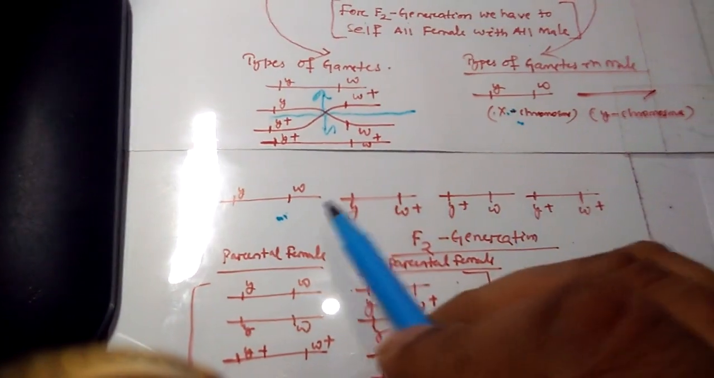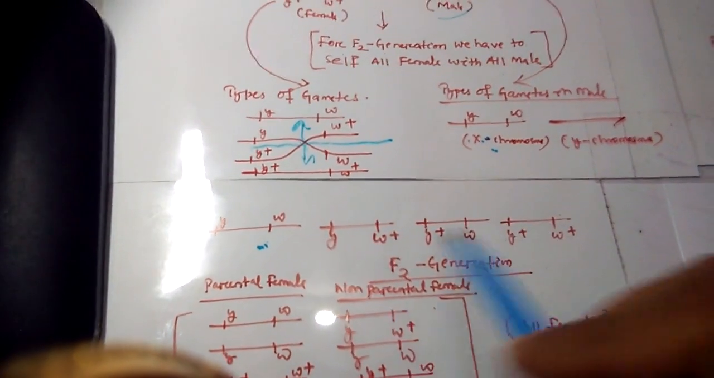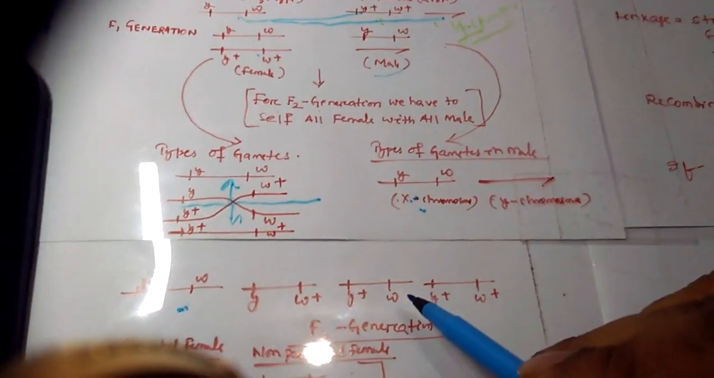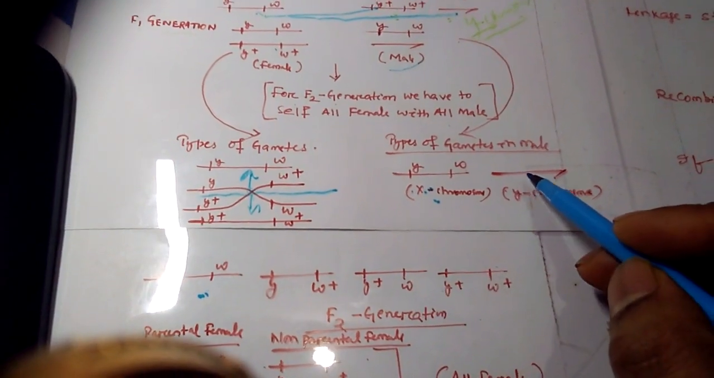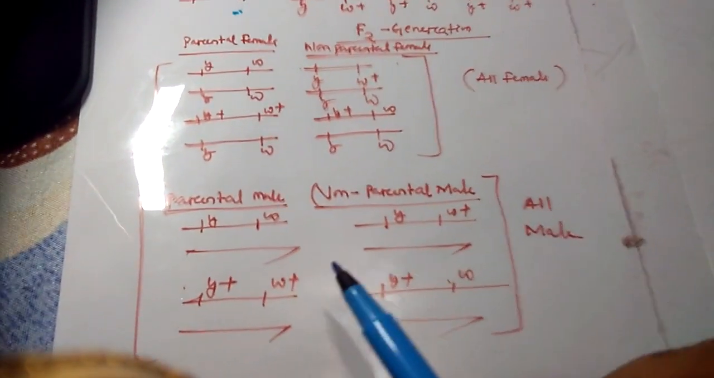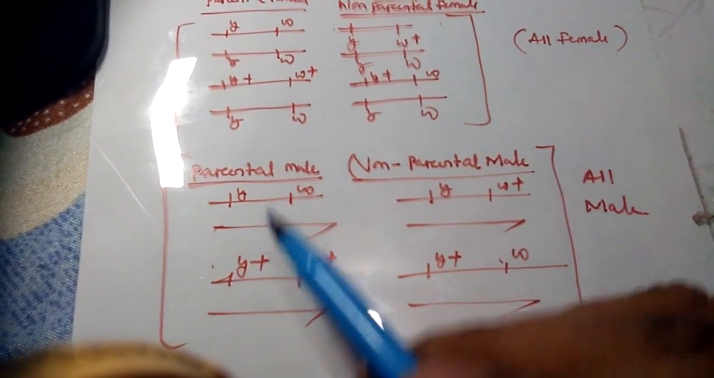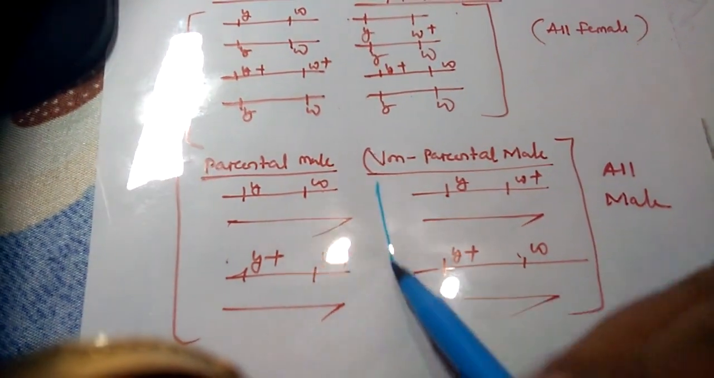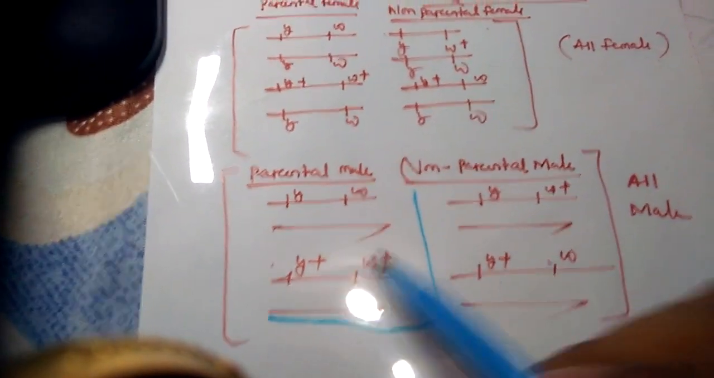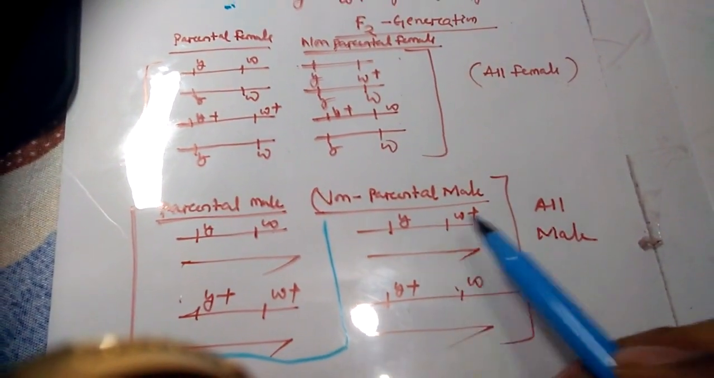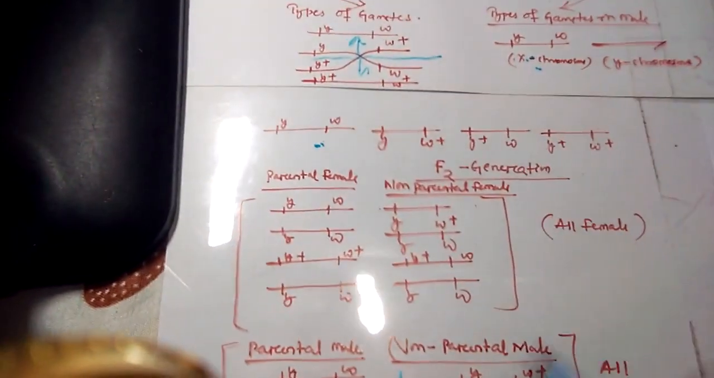You got these from the gametes from the female. Now this X chromosome has to combine with the Y chromosome. XY will give you a male. So how many males will you get? These 4 types of males you will get. These types are called parental male types. This is your parental male type and these are your non-parental male type, YW plus and Y plus W. So he did this and he got all these varieties.